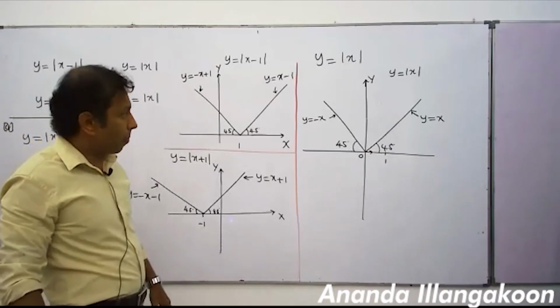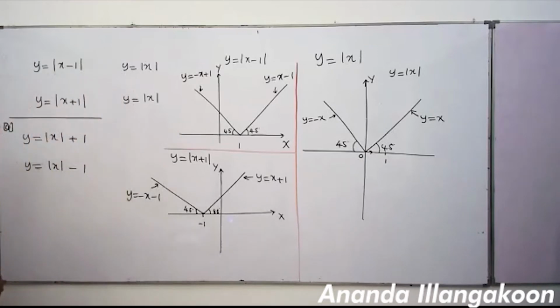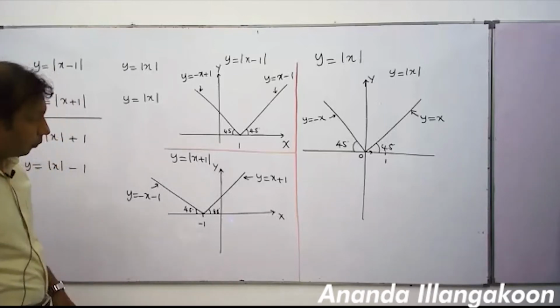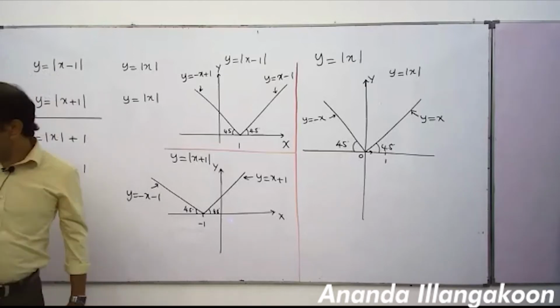Sketch the graphs of y equals mod x plus 1 and y equals mod x minus 1. Y equals mod x plus 1 and y equals mod x minus 1. Right. How to take those two graphs, people?